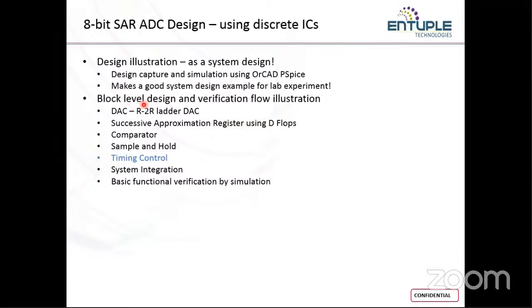Initially we had illustrated this design on OrCAD PSpice. What you have in OrCAD PSpice is ICs from different vendors, say Texas Instruments, ON Semiconductor, Analog Devices. You have a number of devices. For example, if you are planning to design an operational amplifier, you can just check the available operational amplifiers in PSpice, give some input to that, and check all the performance parameters.